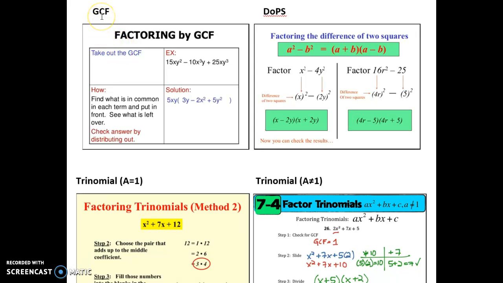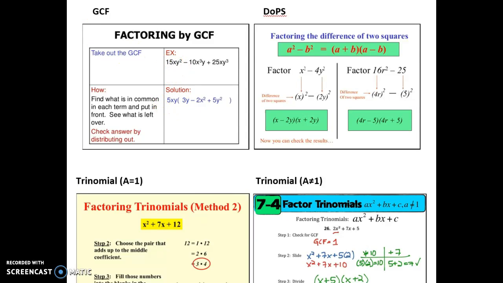The first question you always ask yourself is whether or not there's a GCF. For example, in this case, the GCF between the numbers is 5. There's an X in all 3, and there happens to be a Y in all 3 as well. So the GCF is 5XY.